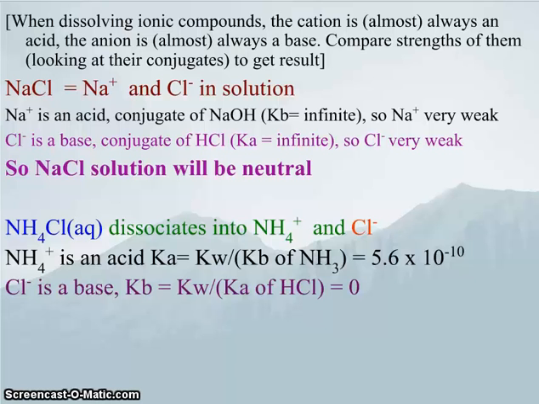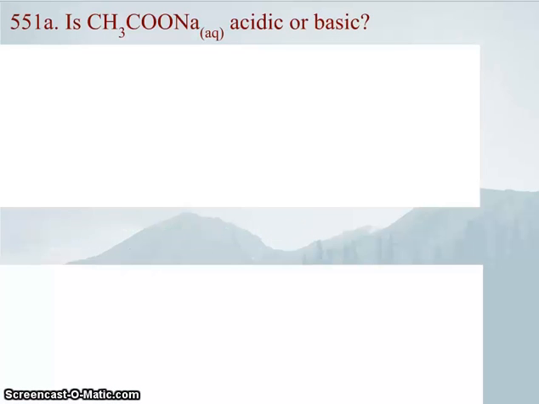Chloride ion is a base, and we can calculate its Kb by taking Kw and dividing by the Ka of its conjugate, hydrochloric acid. But the Ka of hydrochloric acid is effectively infinite, so 1 times 10 to the minus 14 divided by infinity is big fat 0. So the Ka for our acid in solution, ammonium ion, is 5.6 times 10 to the minus 10, and the Kb for the base in that solution is 0. The strength of our acid is greater than that of our base, so the overall solution will be acidic.